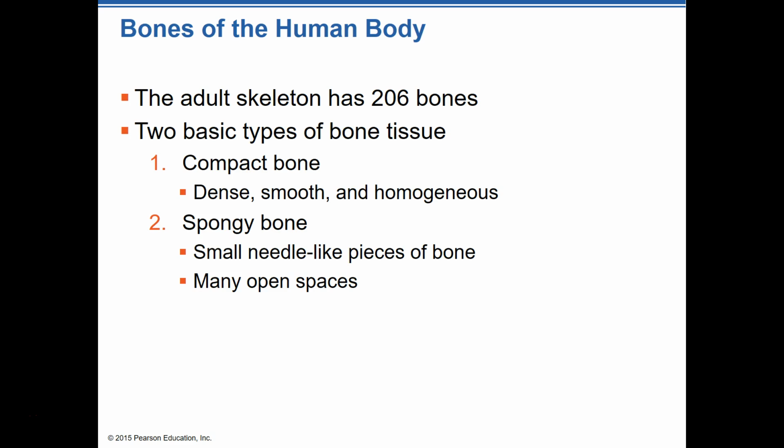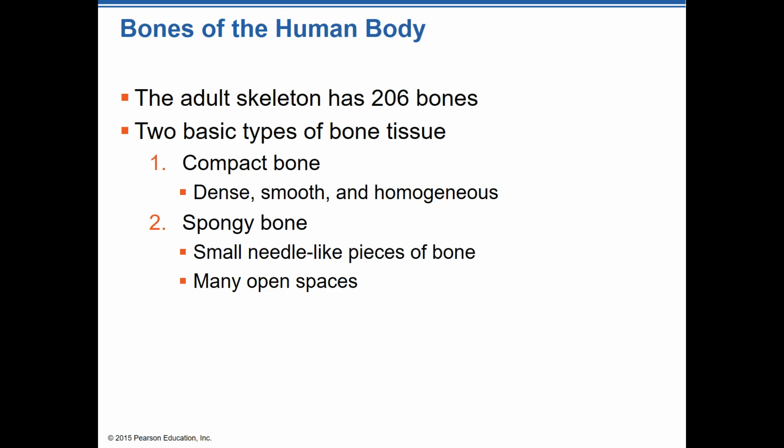The adult skeleton has 206 bones. 2 basic types of bone tissue that we're going to talk about. The first one being compact bone. It's dense, smooth, and considered homogeneous, meaning it's all kind of in one piece. It looks like kind of what you would expect bone to look like.